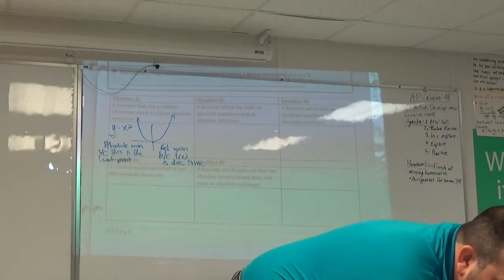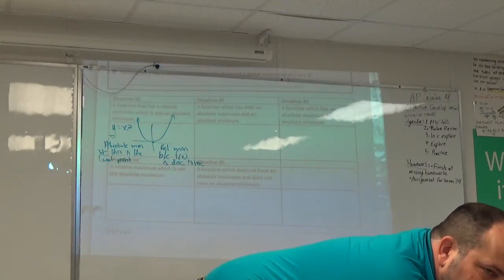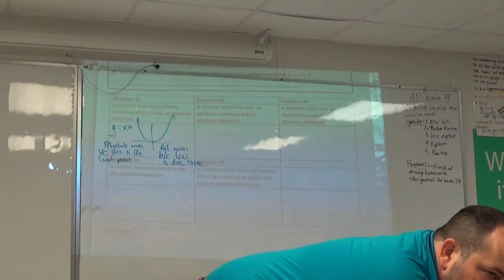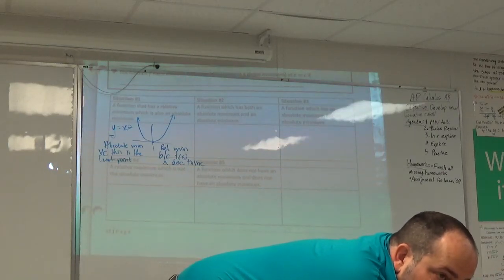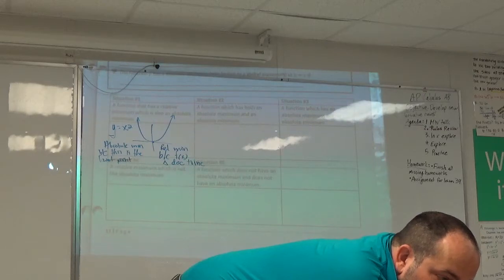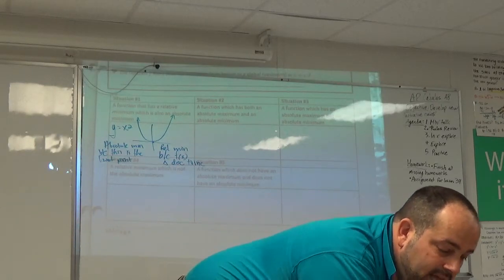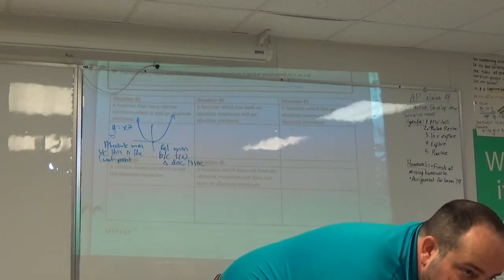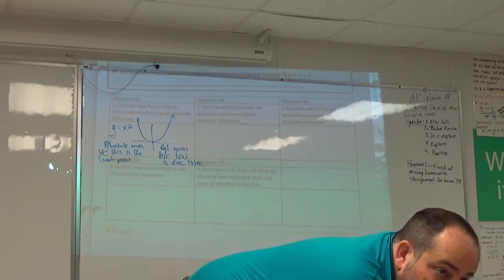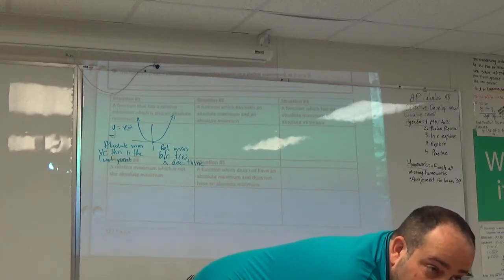Function that has an absolute maximum. They oscillate. Because they oscillate, the highest point is still the highest point. It will come back, it will hit the same. I agree. So the graph that's upside down has an absolute max. Where's the absolute max? The middle, the fancy word for that would be the vertex. And there's no absolute minimum.